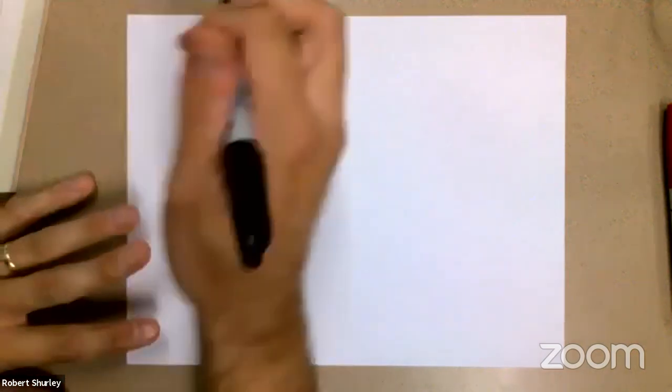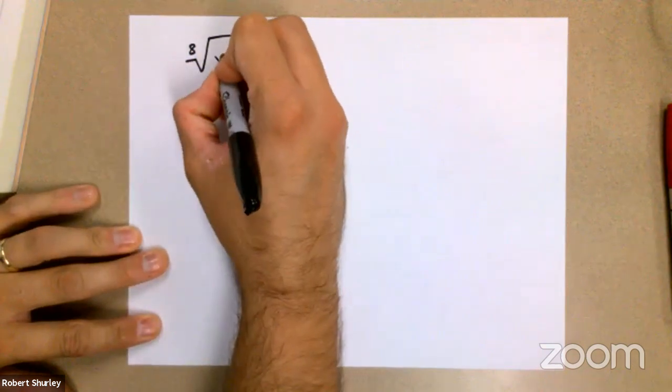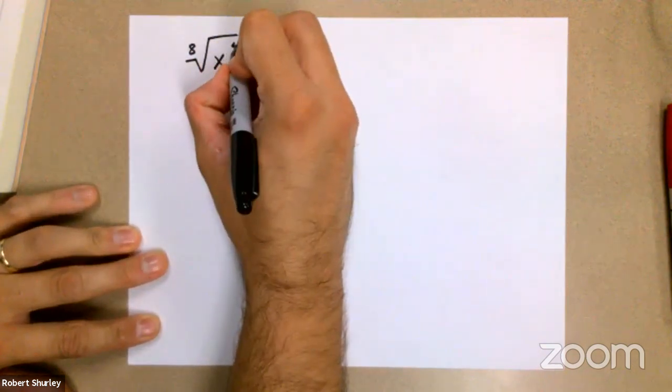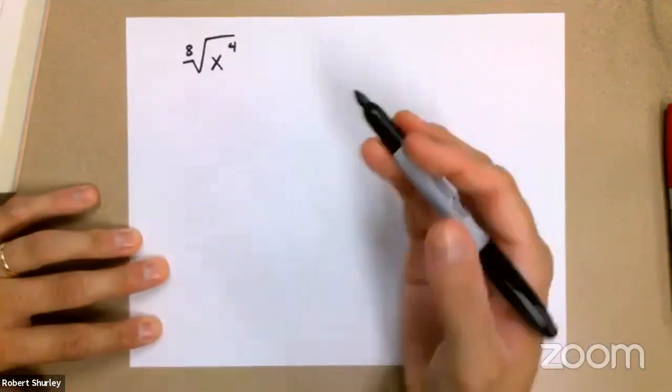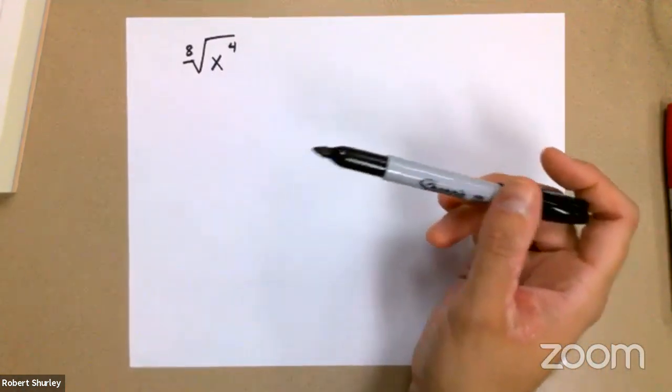And it's simplifying by using exponential terms. So the question will say, use rational exponents to simplify. Assume that all variables represent positive real numbers, okay? So if we had something like the 8th root of x to the 4th, now we're given a radical, and it says use rational exponents to simplify.